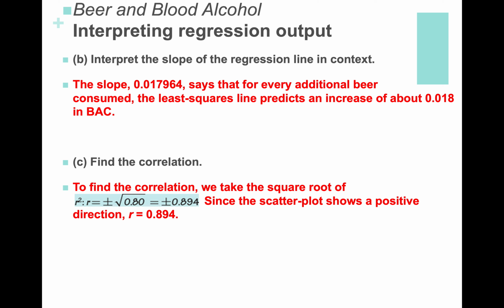Just a quick reminder, r, we like it to be close to positive 1 or negative 1. As far as how good it is, it just matters how close it is to either one of those. But we want to use the one that makes the most sense with the direction of the data and the slope we found. So we use the positive 0.894.